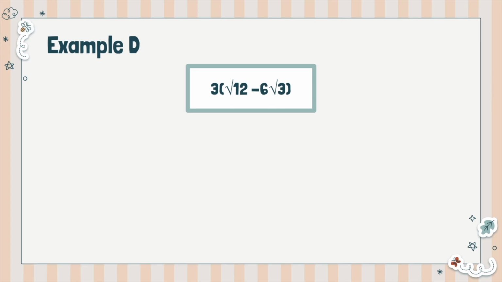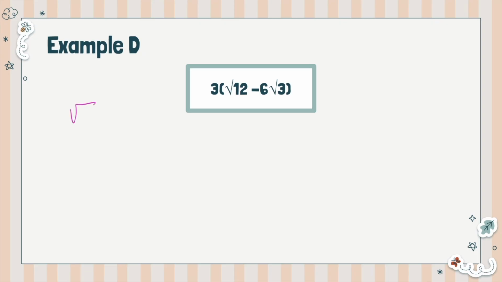We have 3 times, inside the parentheses, radical 12 minus 6 radical 3. So the good news is we're going to follow our order of operations just like we always do. So we're going to do the thing inside the parentheses first, then we will multiply our answer by 3. So we first need to determine, can I subtract radical 12 from 6 or take 6 radical 3 from radical 12? Well, I'm going to have to simplify radical 12 first.